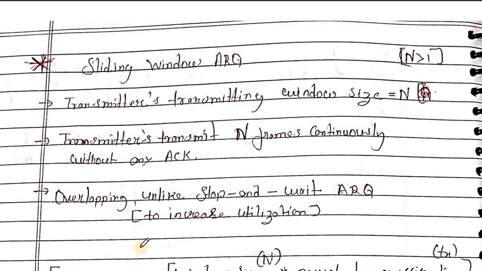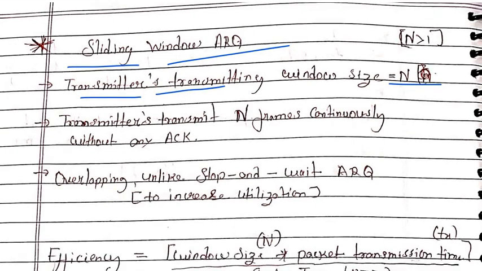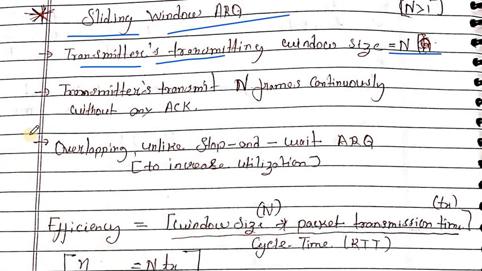In the previous class we learned stop and wait ARQ. Now we will learn sliding window ARQ. In sliding window ARQ, the transmitting window size is n. Here the transmitter will send n frames continuously.